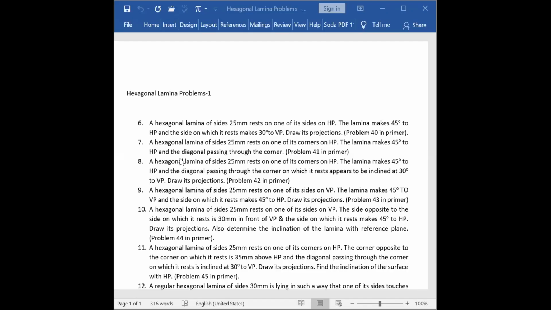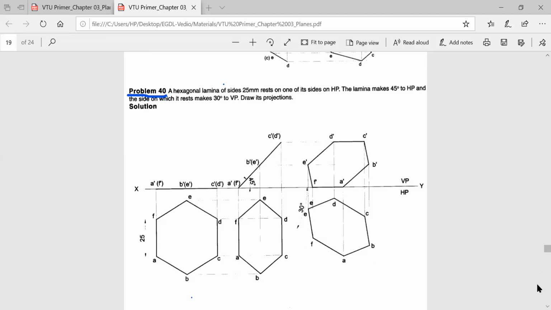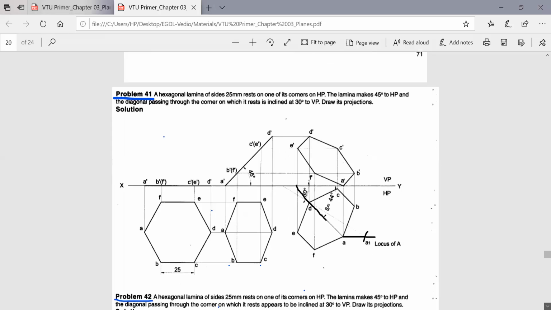What it tells is, it is again a hexagonal lamina of side 25 mm. It is resting on one of its corners. The previous one was resting on one of its sides. So it is now resting on one of its corners. The lamina makes 45° to HP and the diagonal passing through the corner. Okay, this is 41 in the primer. I will go there directly. Next is problem number 41 in the primer. This is 41. So this is a problem.